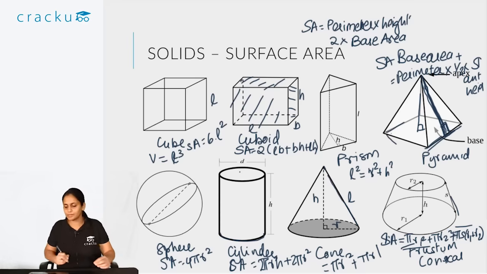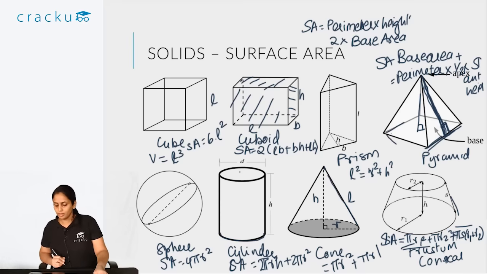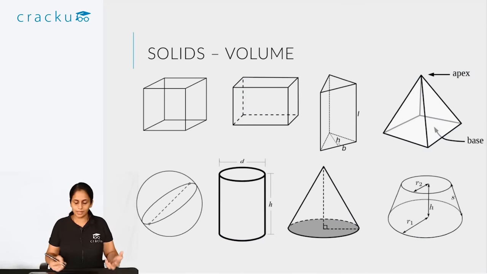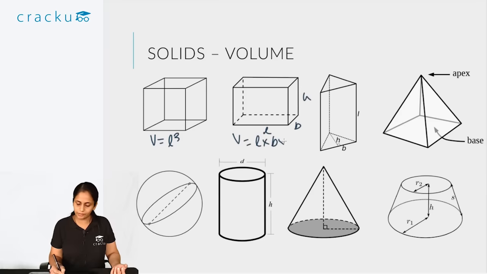So that is the basic fundamental of area, surface areas of solids. Now let's go on to volumes of solids. So again, the same thing. This is a cube, so the volume of a cube is L cube, where L is the side of the cube. If length, breadth and height are this, then the volume is length into breadth into height.